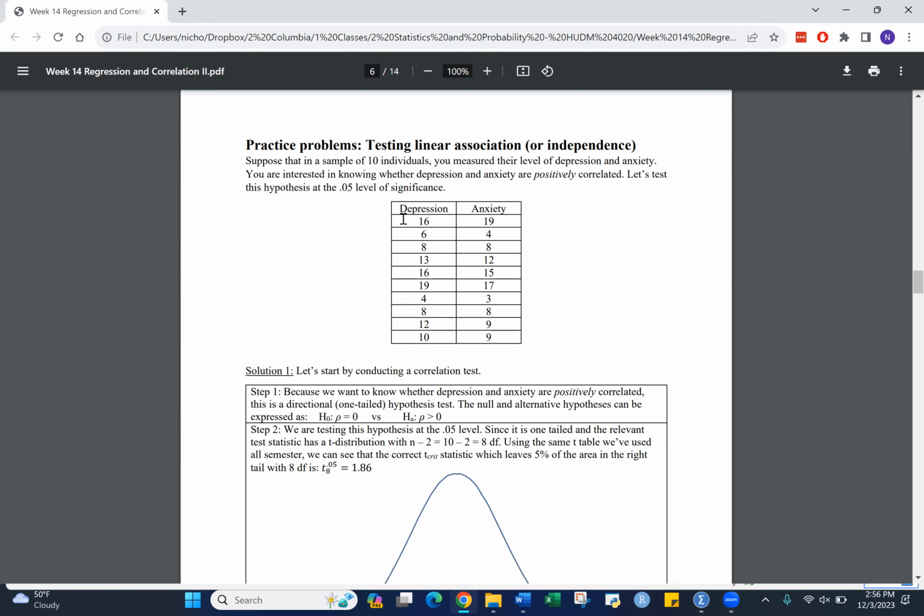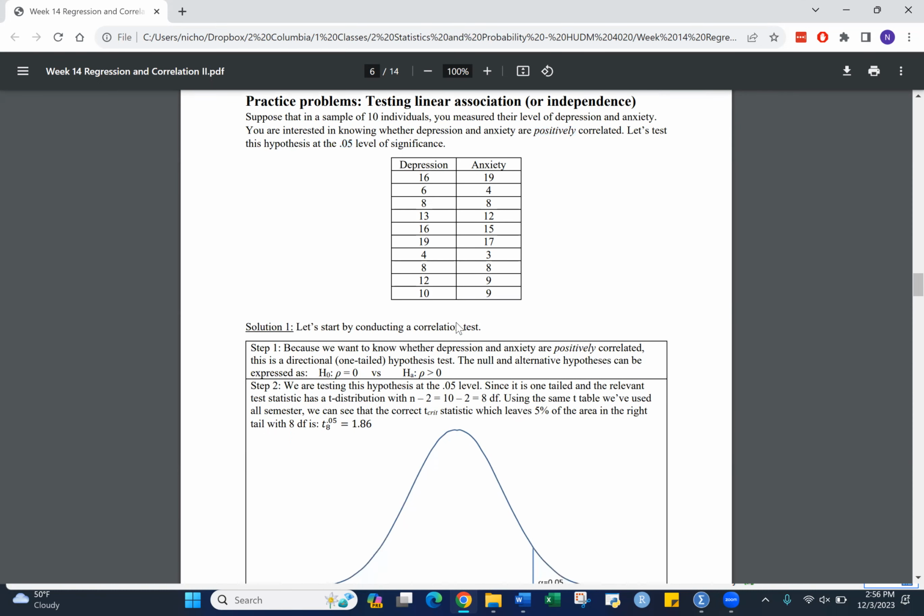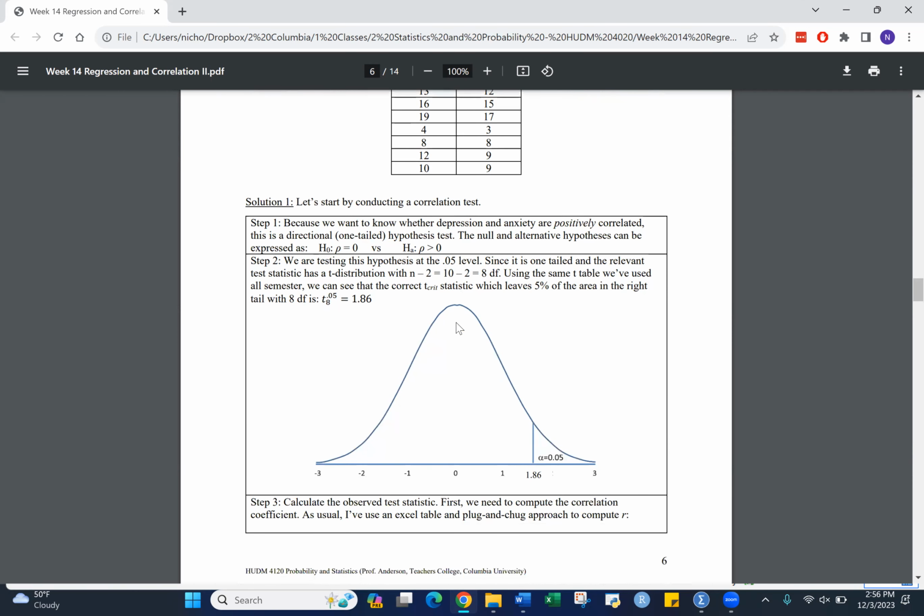So let's say you have 10 individuals and you've recorded their depression and anxiety, and this is the data. You want to know whether anxiety and depression are positively correlated. Let's test this hypothesis at the 0.05 level of significance. Okay, so let's look at the first solution, which is to conduct a correlation test.